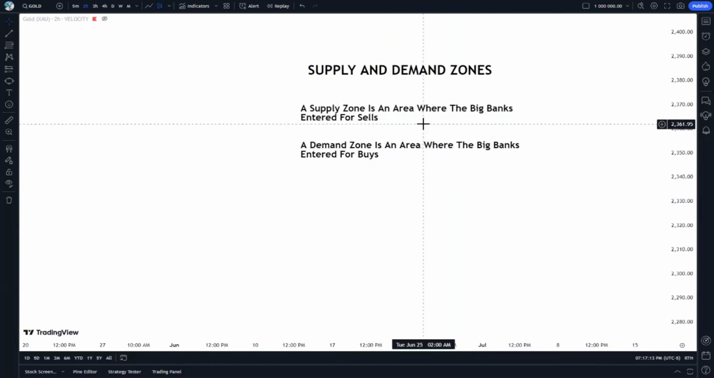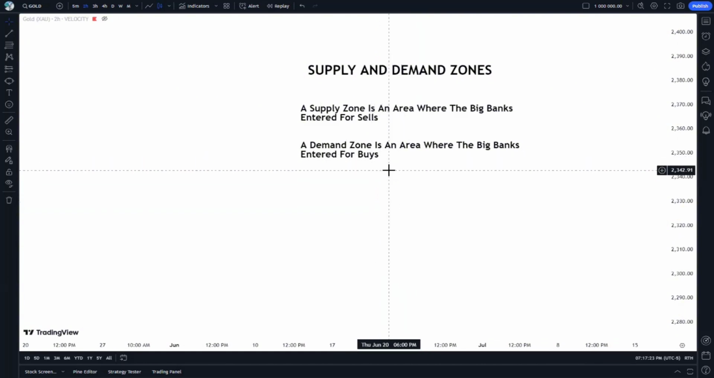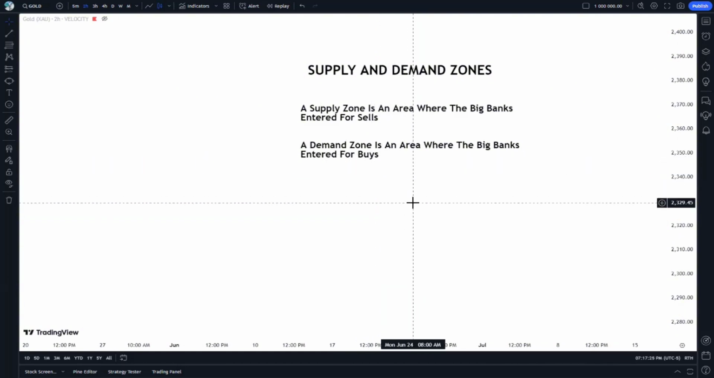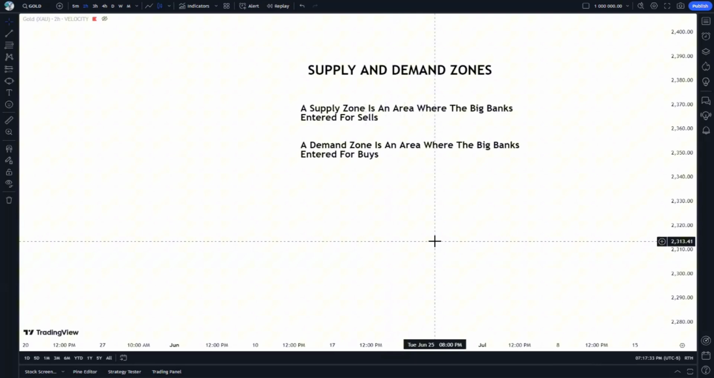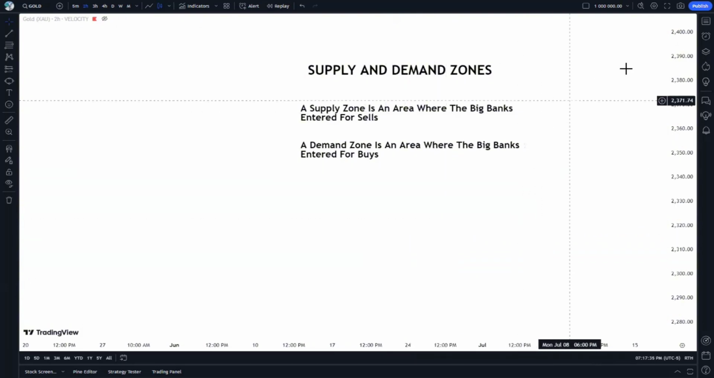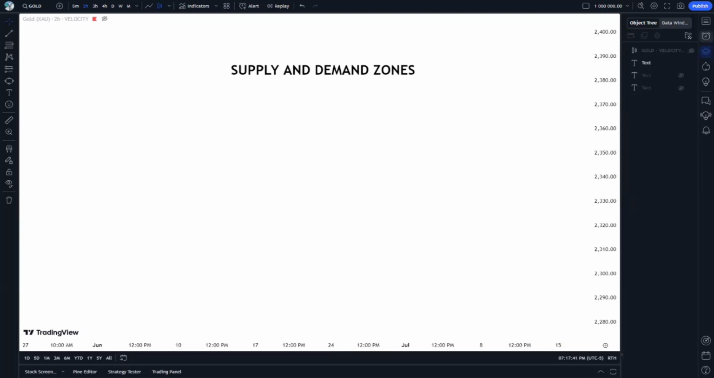And the demand zone is where they entered for buys. So that means they identify that area as a good area for buys. So we automatically would want to take a trade from there as well, because they identified it as a good area and they are the ones moving billions of dollars to make a profit. So we as retail traders want to identify these areas and see if we can capitalize on these areas as well to get some high probability setups.